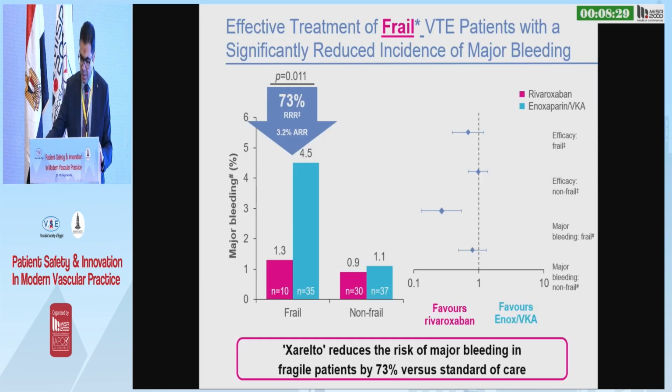The Einstein study included a number of fragile patients, and by comparing the use of rivaroxaban versus standard therapy, it was found that rivaroxaban reduces the risk of major bleeding in fragile patients by 73% versus standard of care.